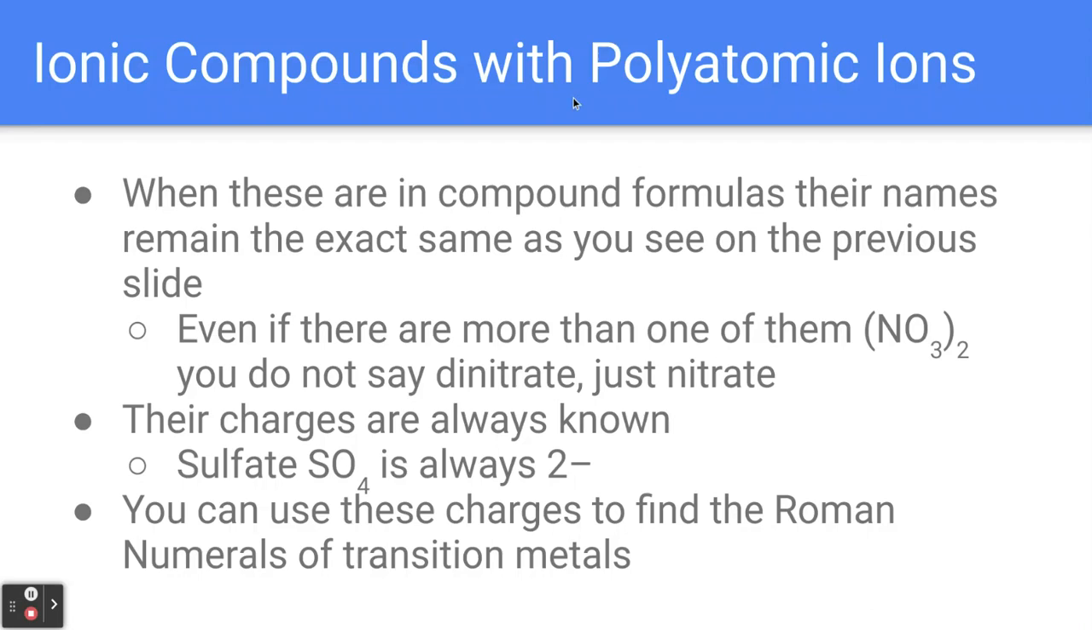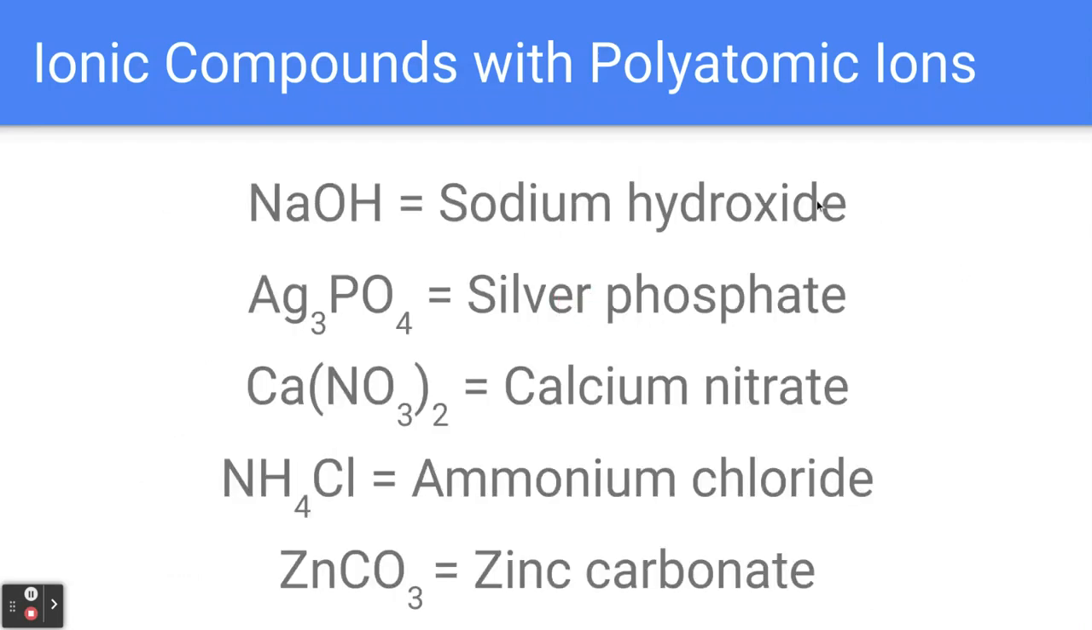So if we take a look at what that kind of looks like, this first slide here involves just the simple one, so without any Roman numerals in it. So we've got sodium, which is in the first column, with a hydroxide, OH, so sodium hydroxide. We've got silver phosphate, so you're just stating the metal's name with the phosphate. We've got calcium nitrate.